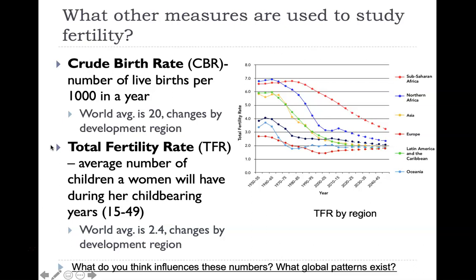Right, so total fertility rate, remember this is an average number, right? 2.4, you can have 0.4 of a kid, it's an average number. Some of you may think your siblings are 0.4 of a human, but that's actually not true.